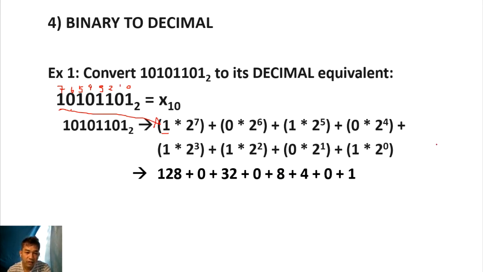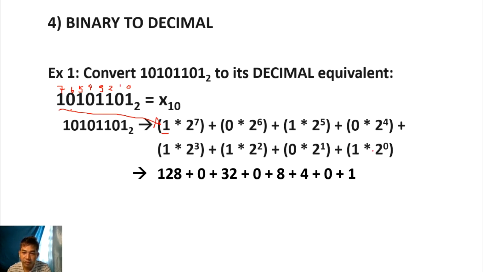So we have here 1 times 2 to the power of 7, that is 128, plus ito, 0 times 2 to the power of 6, of course that is 0. Always remember that any number multiplied by 0 is equals to 0. So 1 times 2 to the power of 5, that is 32. Okay, we have plus 0, plus 8, plus 4, plus 0, then plus 1.